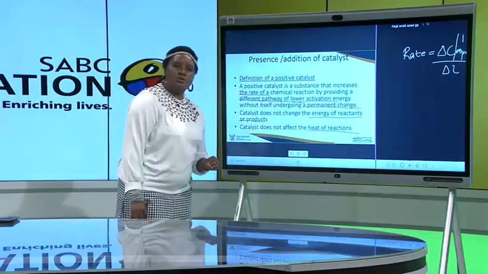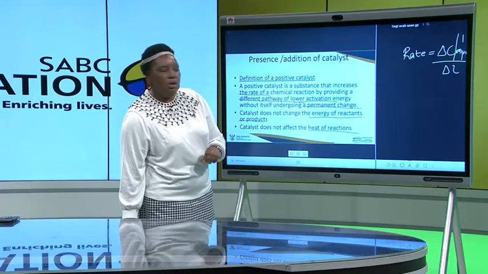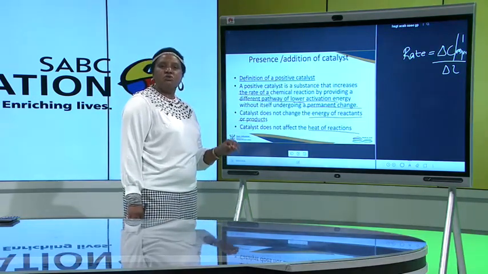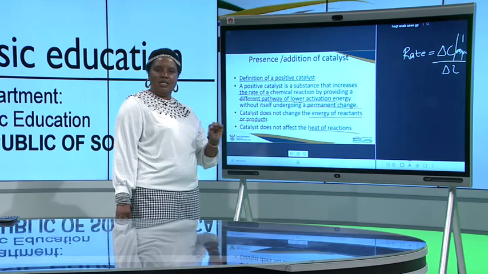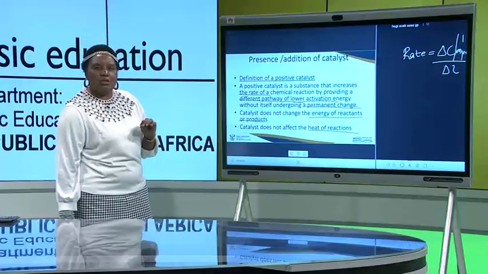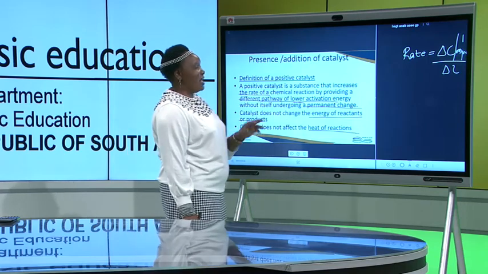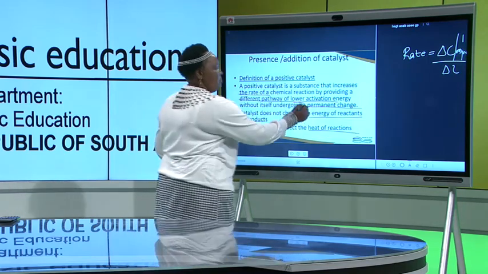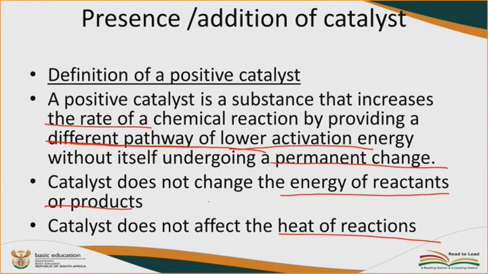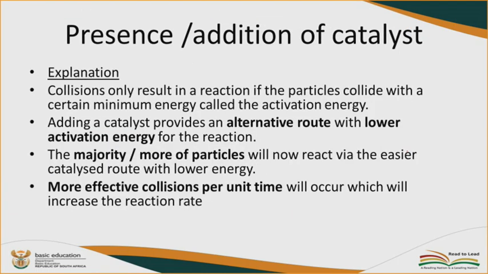What the catalysts do and what the catalyst cannot do. What the catalyst cannot do is to change the energy of the reactants and the energy of the product. The catalyst cannot change the heat of reaction. What it can do, it can only provide the alternative pathway of lower activation energy. What do you do when you are given a question in an exam and you are asked to explain what is the effect of adding a catalyst?